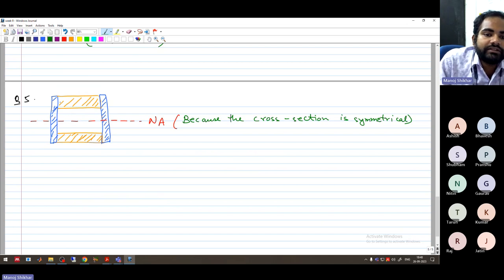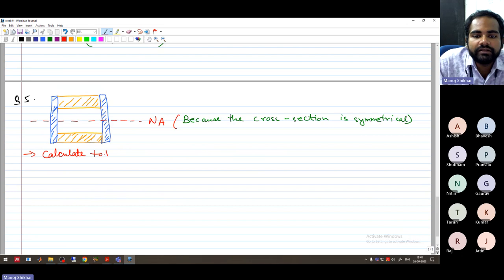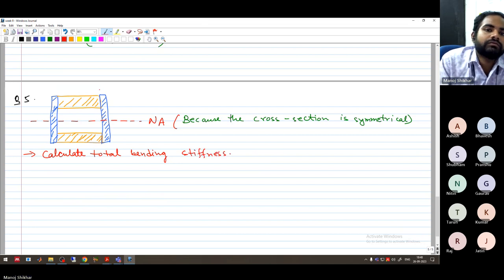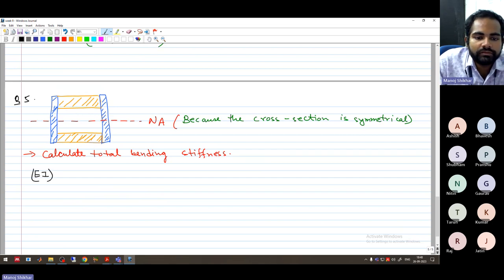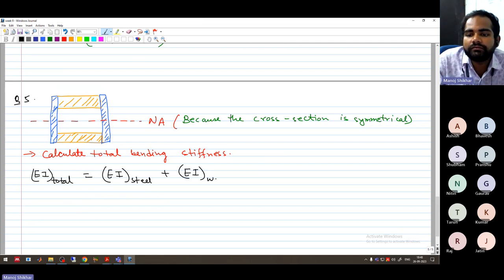So we have to calculate the total bending stiffness. Step 1: calculate total bending stiffness. So what will be EI total? EI total will be EI steel plus EI wood.